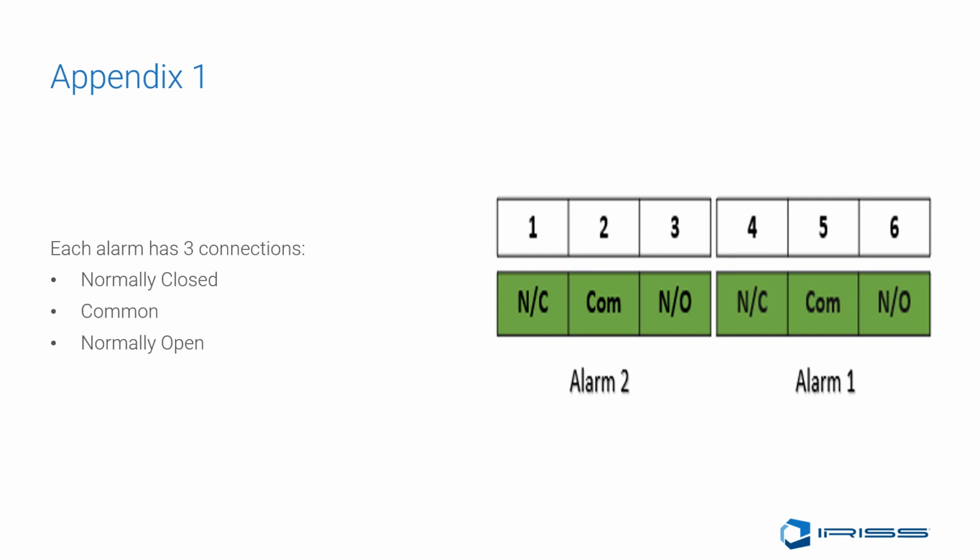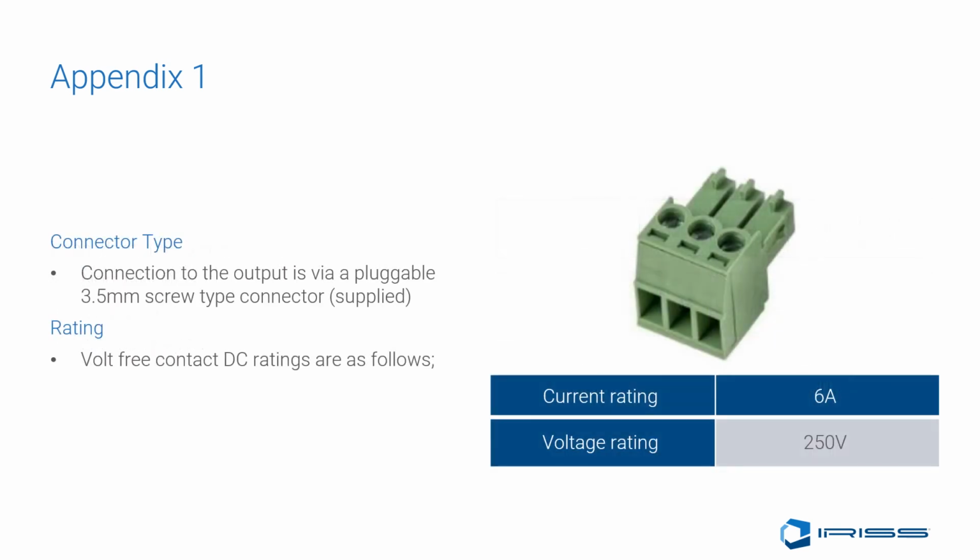Each alarm has 3 connections: normally closed, common, or normally open. Connector type. Connections to output is via a pluggable 3.5 mm screw type connector supplied, and the rating is volt-free contact. DC ratings are as follows. Current rating is 6 amp and voltage rating is 250 volts.